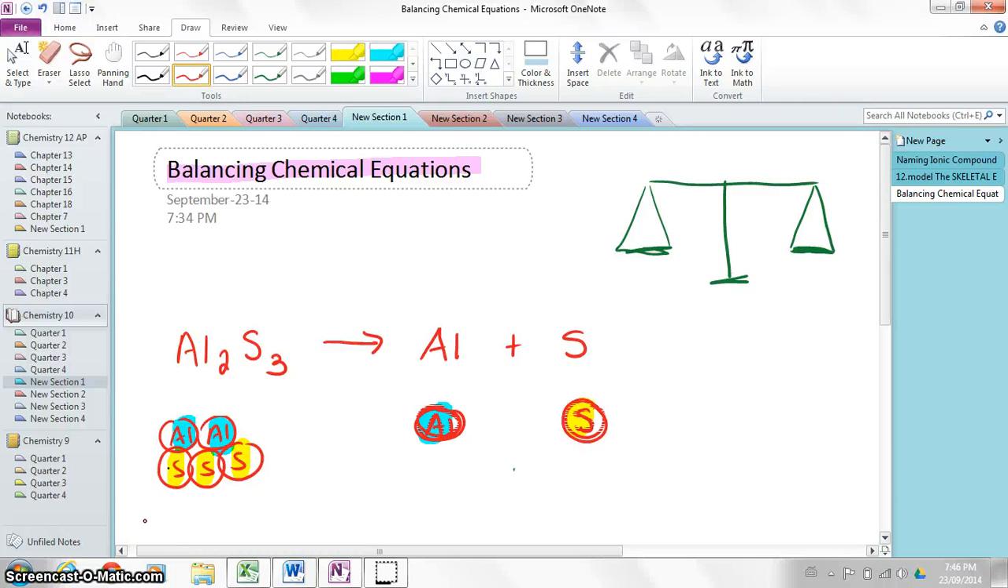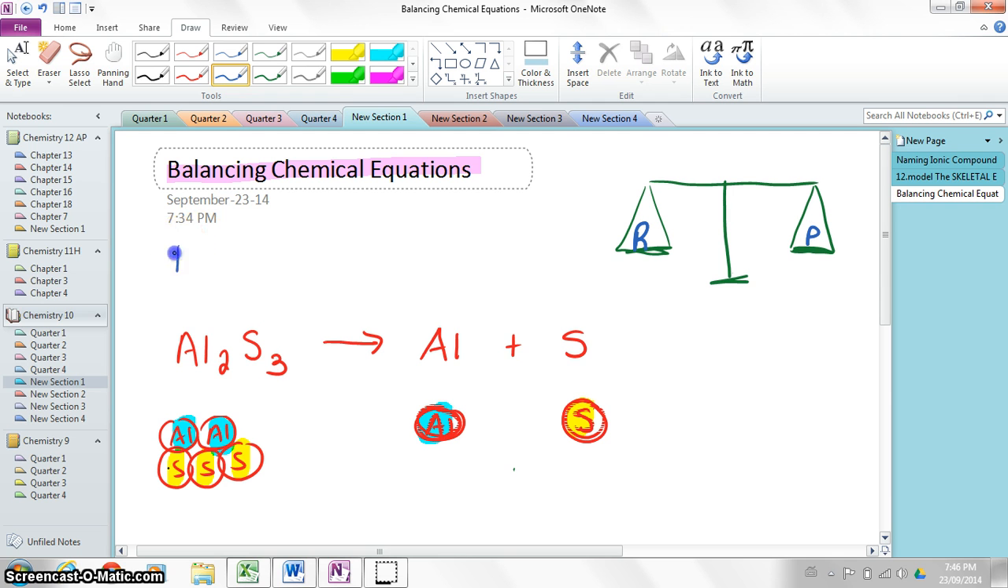Hi everyone, this movie is on balancing chemical equations. Now we know in the chemistry lab when we did the experiments for checking to see what happens to the mass during a chemical reaction, that the mass of the reactants equals the mass of the products. So we demonstrated that in the chem lab.